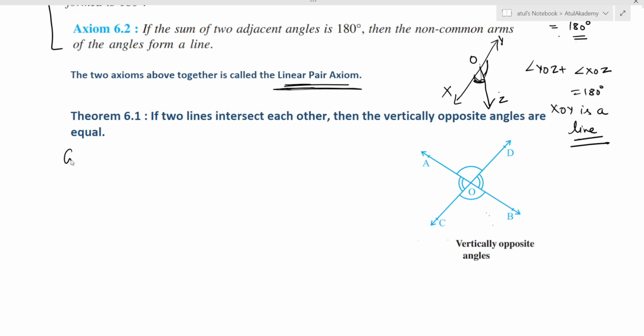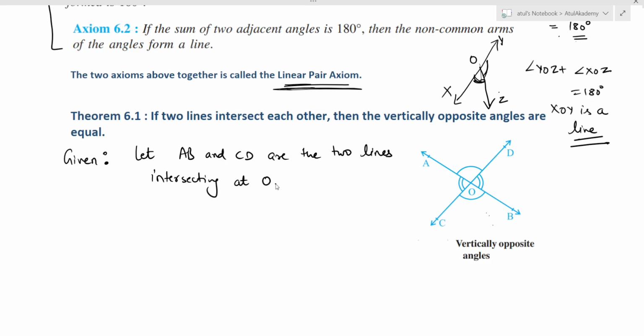In every theorem when you prove, you have to write what is given to you. So I'll say, let AB and CD be the two lines intersecting at O. This is given to me, that the two lines intersect each other. I'll just mention the name of the lines and I'll mention the point of intersection.